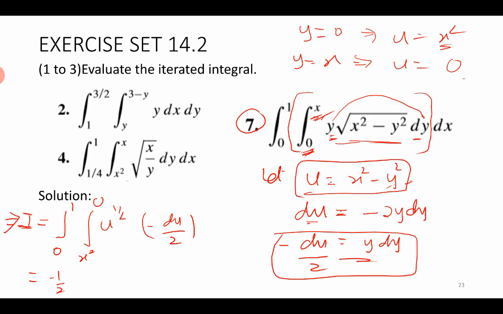When you integrate, the outer integration is with 0 to 1, there is a dx outside. This inner integral is working now. Negative. So when we integrate u raised to half, you will get u raised to 3 over 2 divided by 3 over 2. Isn't it? Simplify the upper limit. Lower limit is x squared, upper limit is 0, dx.